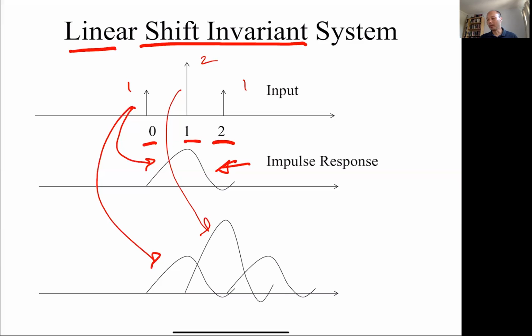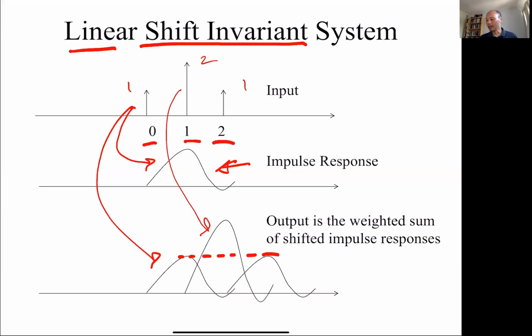And then the next input is the same size as the first input, so it's got the same amplitude, and it's got the same shape because it's shift invariant. So we just shifted it over by 2. Okay. And so the output, if we were to draw the output, would be this overall sum of all those. Because if it's a linear system, we know that the output is just the sum of the outputs to the individual inputs.